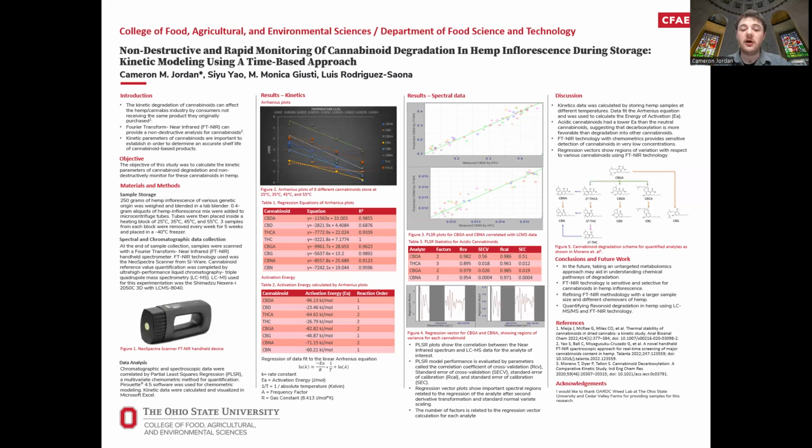More data is needed on the kinetic degradation products of hemp. These products can be determined by taking an untargeted approach. A larger sample size with more genetic variation would be beneficial for this model. FT-NIR technology can be used to accurately and sensitively monitor the cannabinoids of hemp.